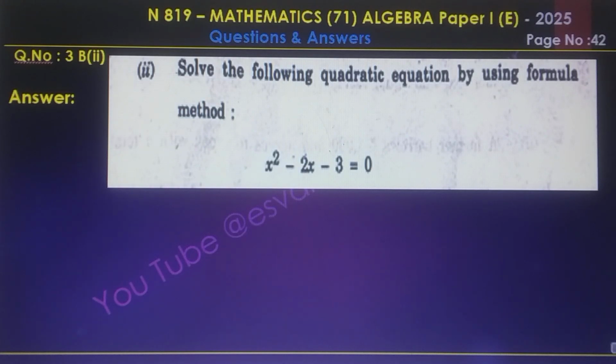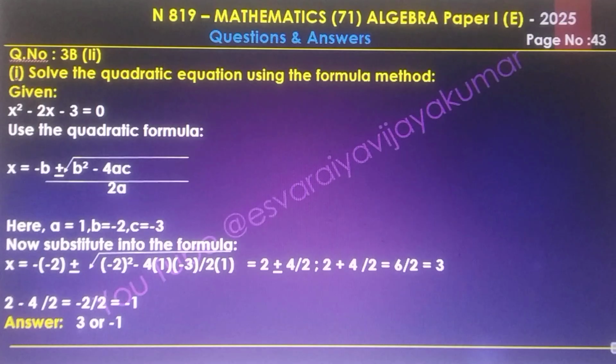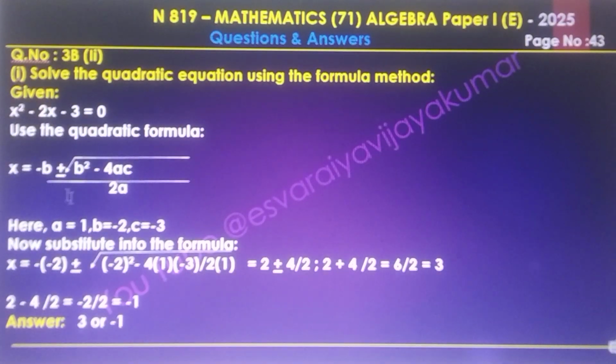We are getting x equal to 3, y equal to 2. Next, solve the following quadratic equation by using method 3b2: x square minus 2x minus 3. Here is the formula: minus b plus or minus root of b square minus 4ac upon 2a. a equal to 1, b equal to minus 2, c equal to minus 3. Substituting these values, we are getting the answer 3 or minus 1.